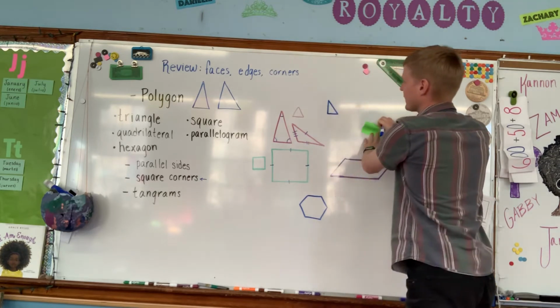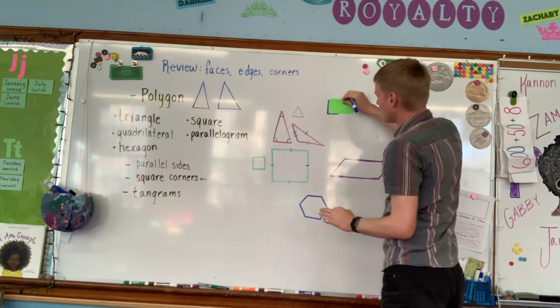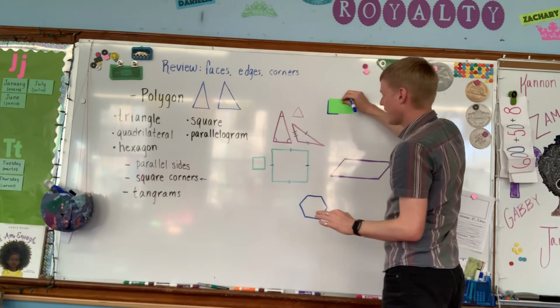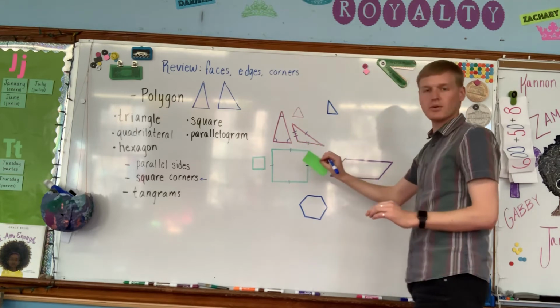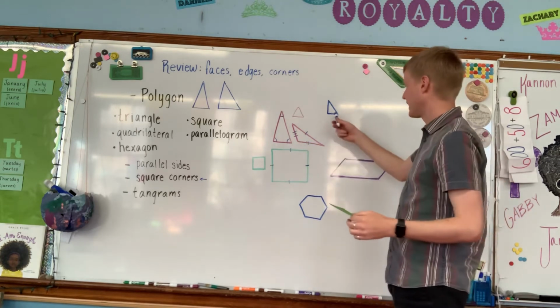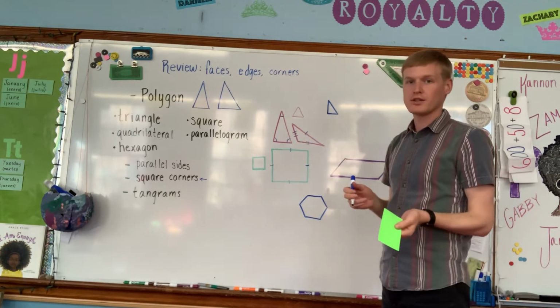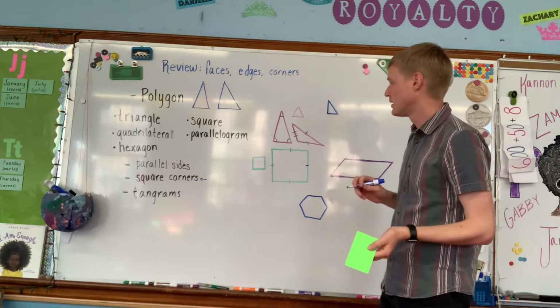Looking at this triangle, I'm going to put my index card in. I have a perfect square corner. So it's not just squares that have square corners. Triangles can as well, and so can other shapes. So keep that in mind.